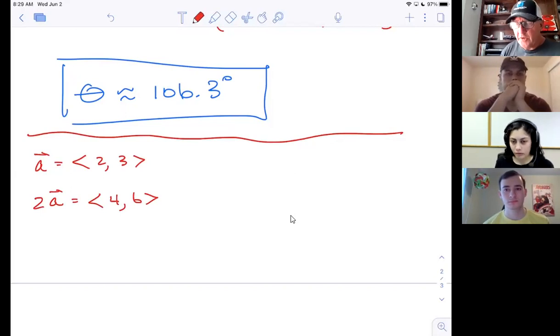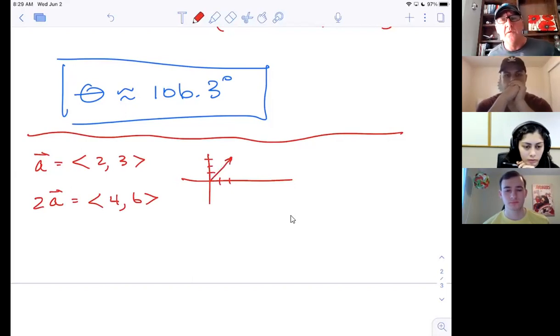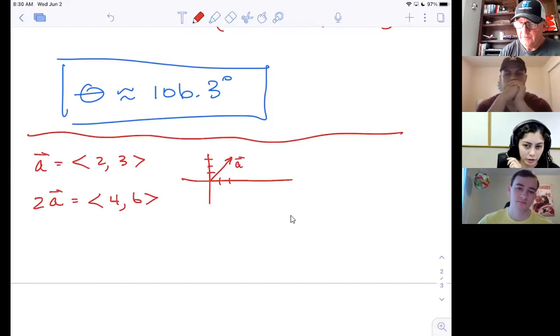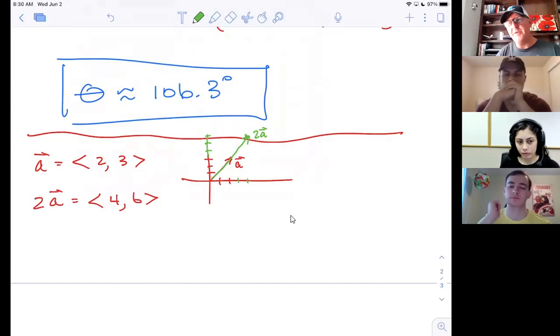What do those two vectors just look like? Well, if I go over 2 and up 3, then I'm going to get that vector for A. What's vector 2A going to look like? It'll just be bigger, but the same direction. Exactly. So the important thing is that it's the same direction. So I'm going to go over 4, up 6, and it's going to land right there. And so vector 2A is exactly the same direction, but double the length.